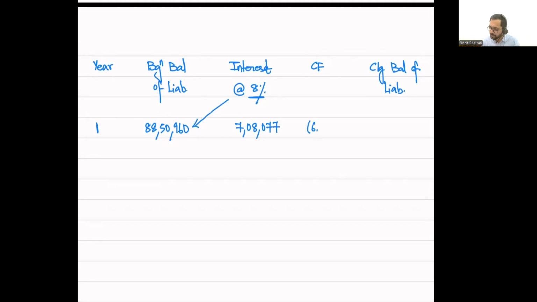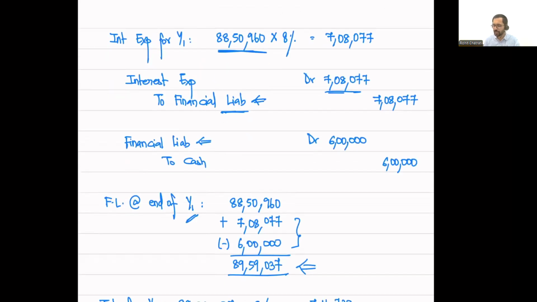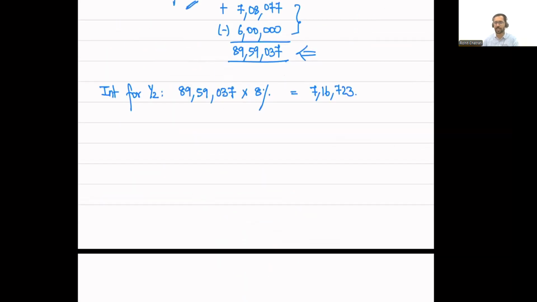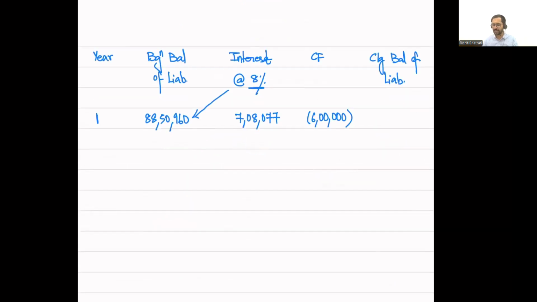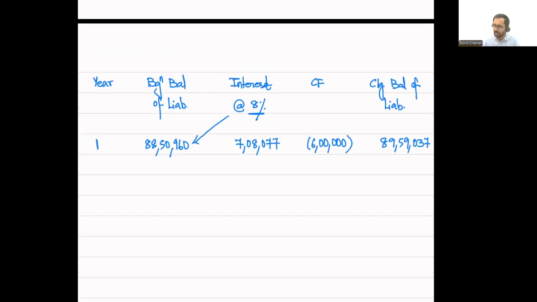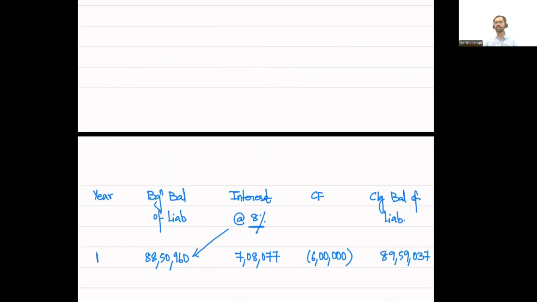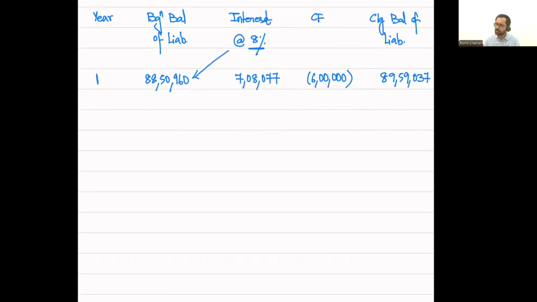I then have a cash flow which reduces my liability. Remember, the cash flow is going to reduce my liability because I debit the financial liability, so I'm putting it with a negative sign. The closing balance will be 88 lakh 50,960 plus 7 lakh 8,077 less 6 lakhs, which is equal to 89,59,037. This is what we also calculated above.